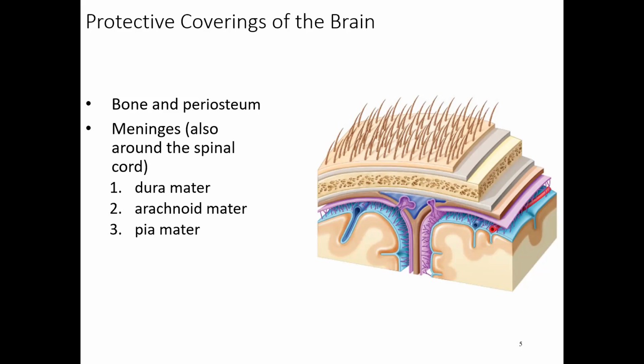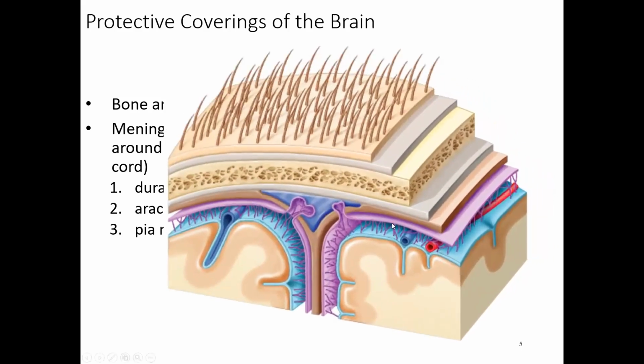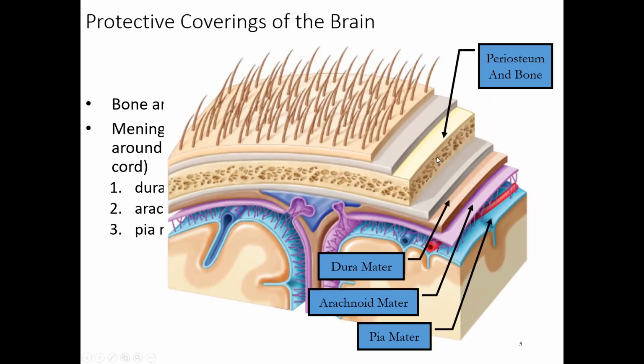We have what's known as the dura mater, the arachnoid mater, and the pia mater. The outer layer is the dura mater. It is the toughest and strongest layer. The arachnoid layer is the layer underneath the dura mater, and the pia mater is a very, very thin layer, essentially glued to the surface of the brain itself. So here we see there's our periosteum and our bone. There's the dura mater layer, the arachnoid layer here. All of our blood vessels tend to be localized between the arachnoid layer and the pia layer here. So right in this area there.